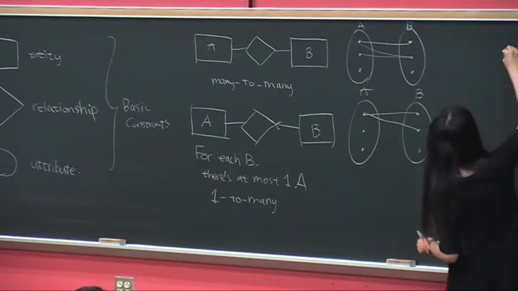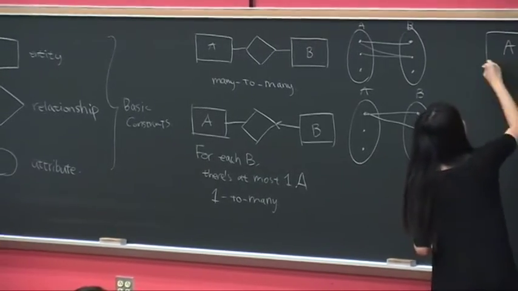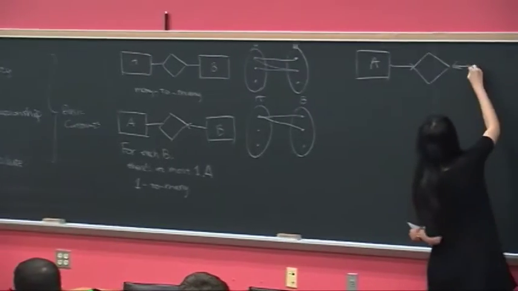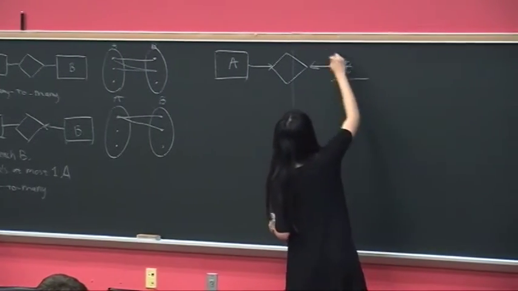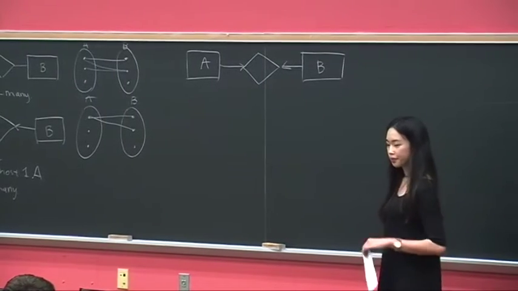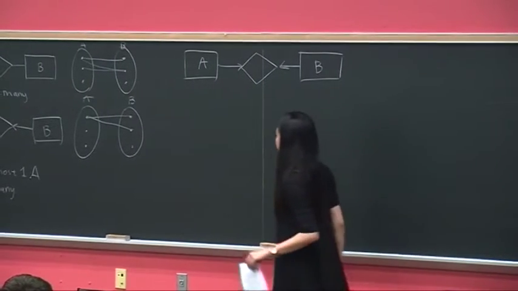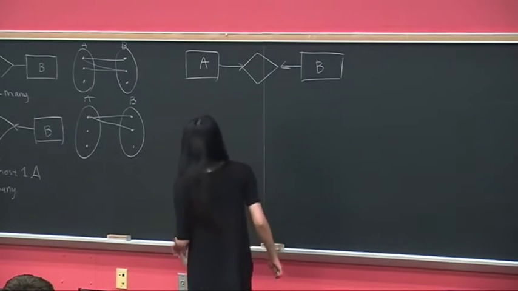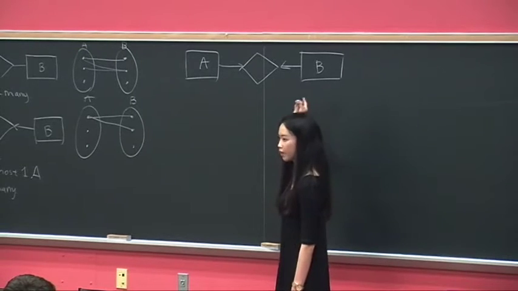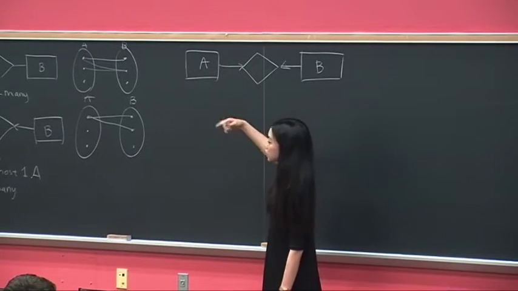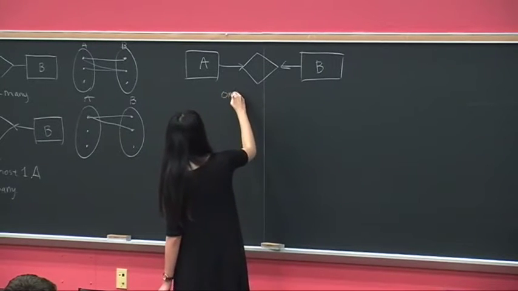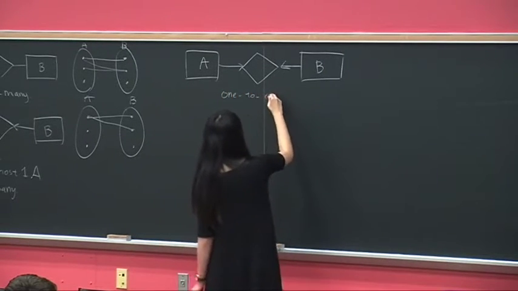The third one, we have A, 1 to B, and also the other way around. What is this relationship? It's a 1 to 1, right? We can think of it as the same thing. For each B, there's at most 1 A. Okay, I won't write it down. And also for each A, there's at most 1 B. So we say it's 1 to 1.